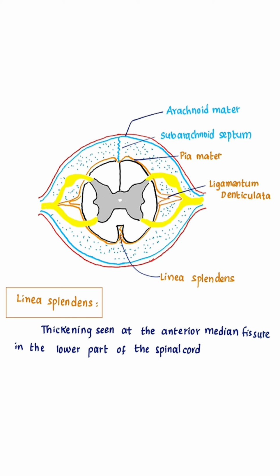Linea splendens. It is a thickening seen at the anterior median fissure. It is seen in the lower part of the spinal cord.